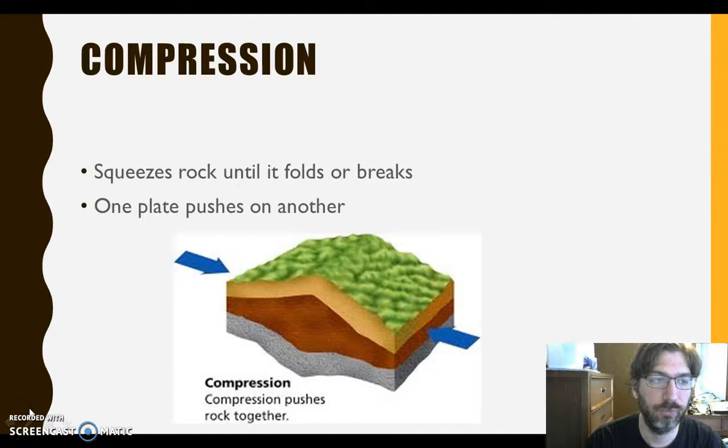The third is compression stresses. Compression stresses are just when the plates are moving together. In this case, they're going to start to fold or break on top of each other and kind of get smushed. So you're going to get that bulge up in the middle.